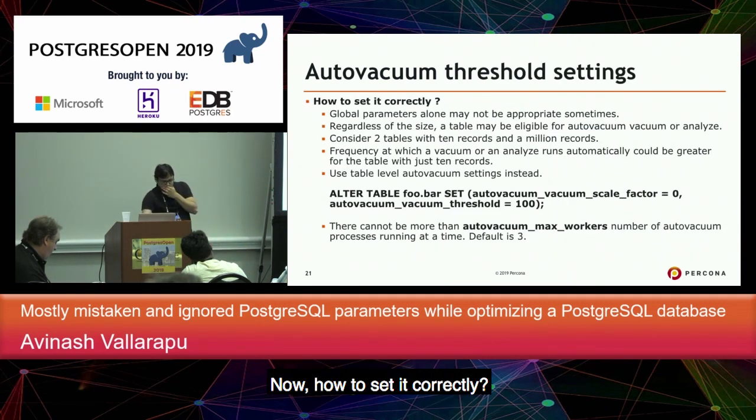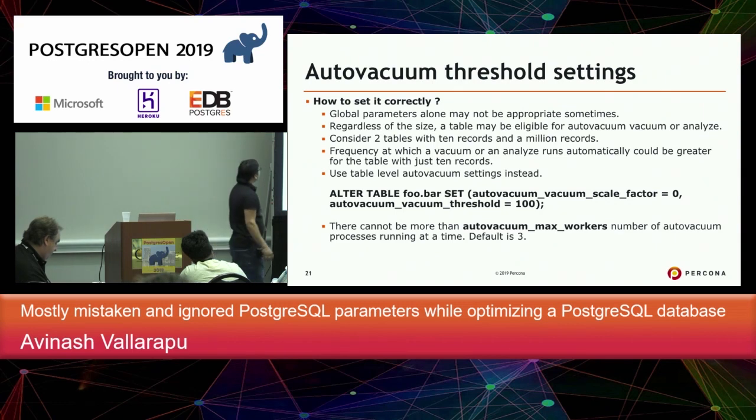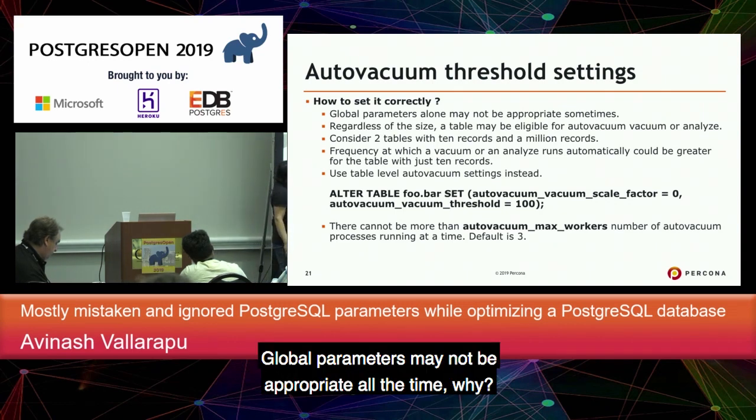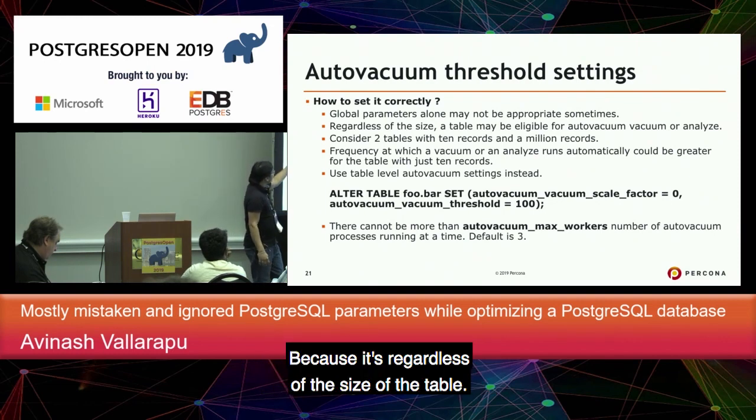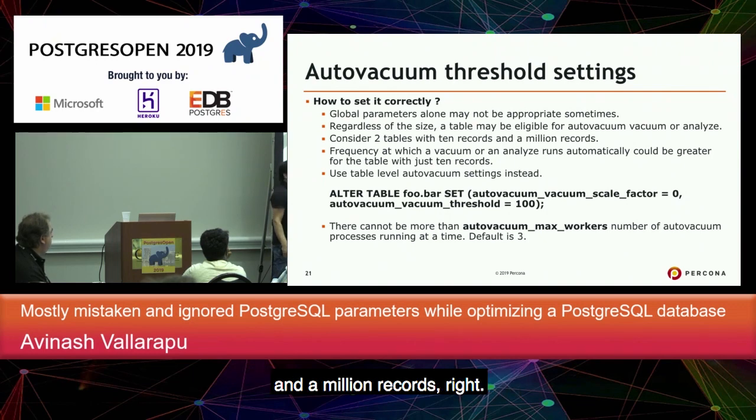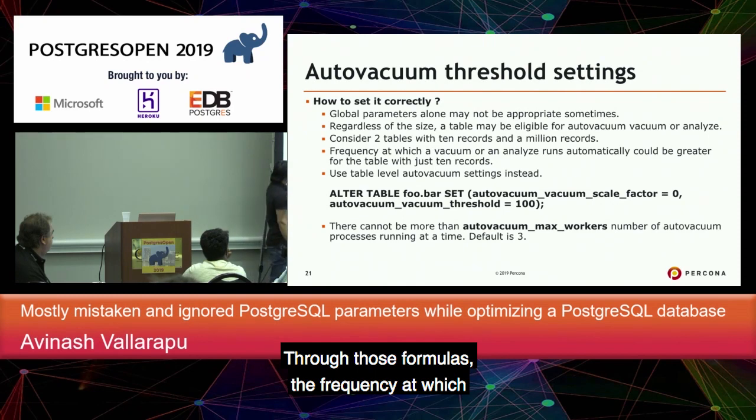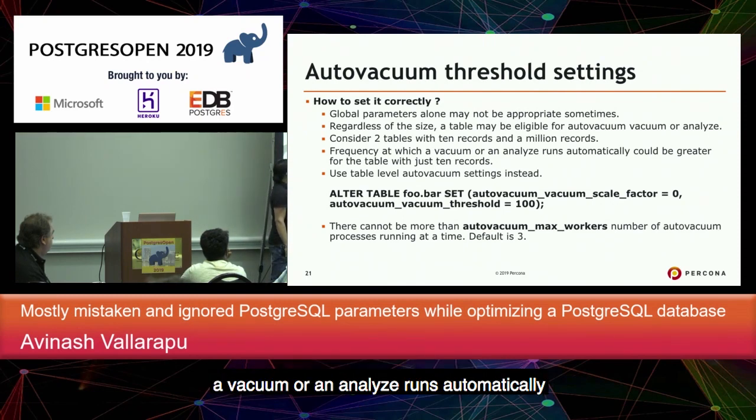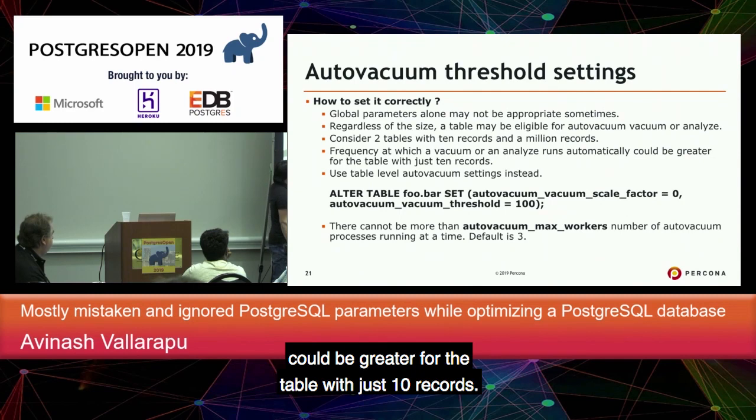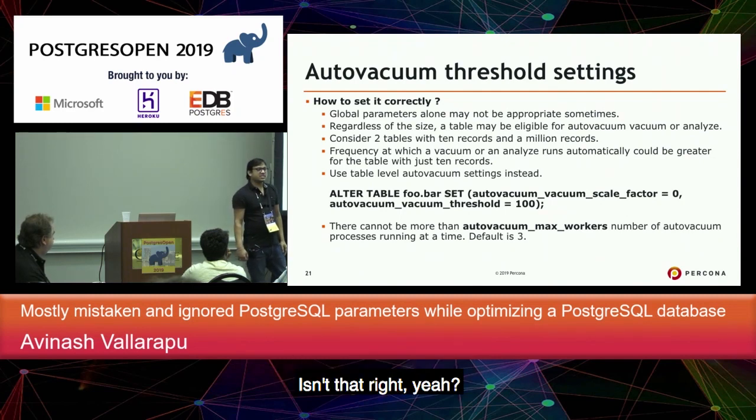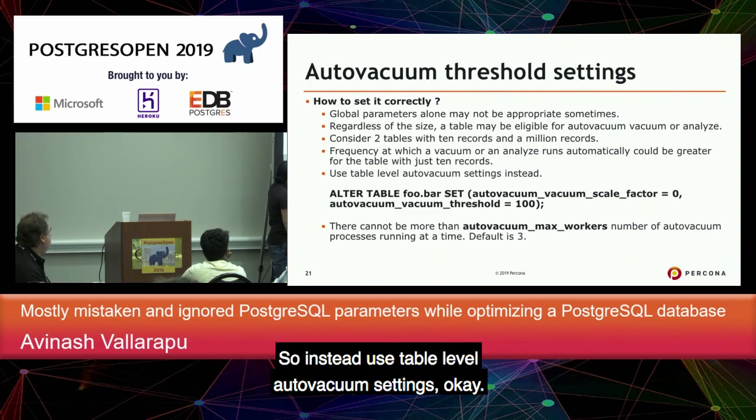Now, how to set it correctly? Global parameters may not be appropriate all the time. Why? Because it's regardless of the size of the table. Consider two tables with 10 records and 1,000,000 records, right? Through those formulas, the frequency at which a vacuum or an analyze runs automatically could be greater for the table with just 10 records. Isn't that right? So instead, use table level AutoVacuum settings.